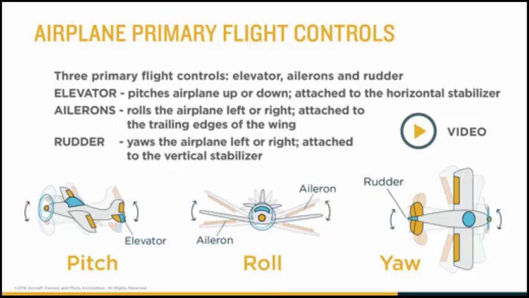The ailerons are used to roll the airplane. They are deflected in opposite directions to each other by moving the control stick or yoke left or right. Ailerons are attached to the trailing edges of the wings. The rudder causes the airplane to yaw from left to right and is controlled by a set of pedals in the cockpit. The rudder is attached to the vertical stabilizer.